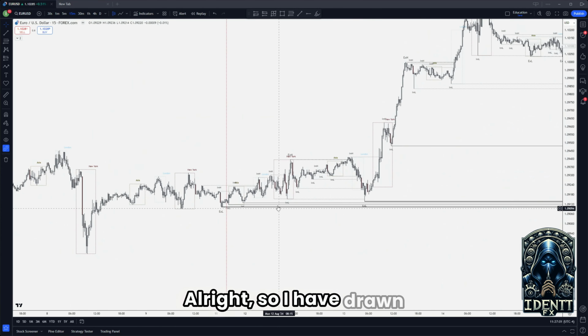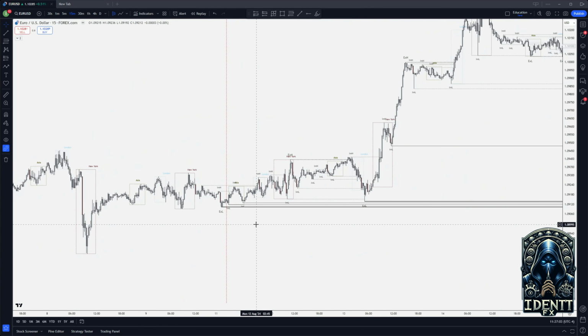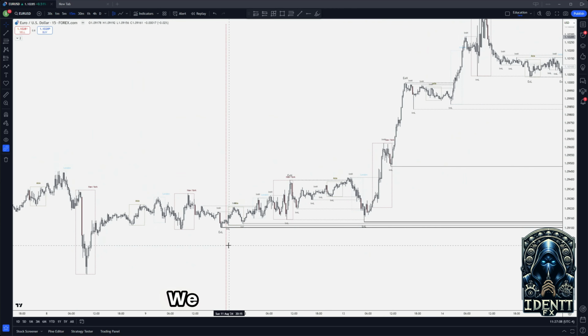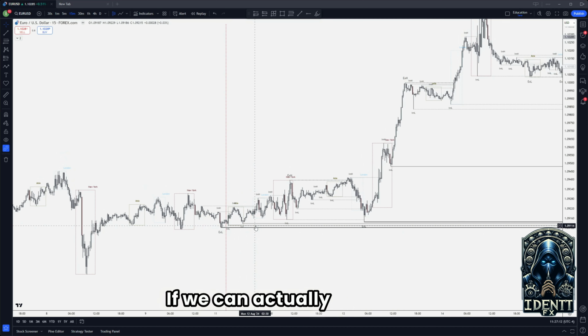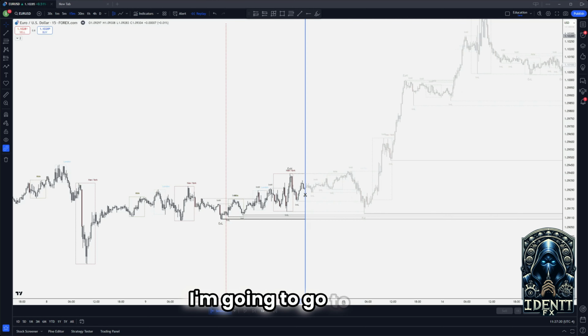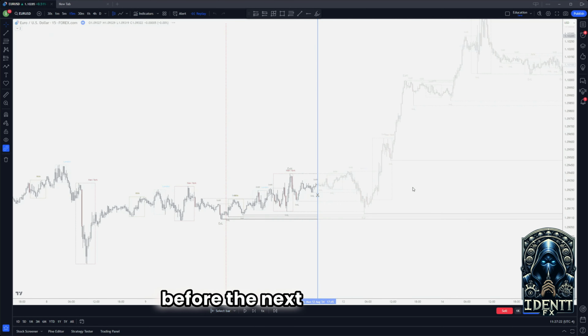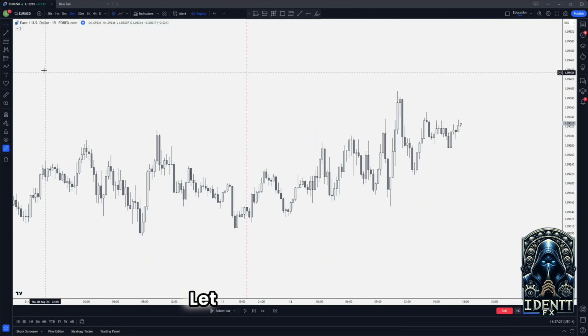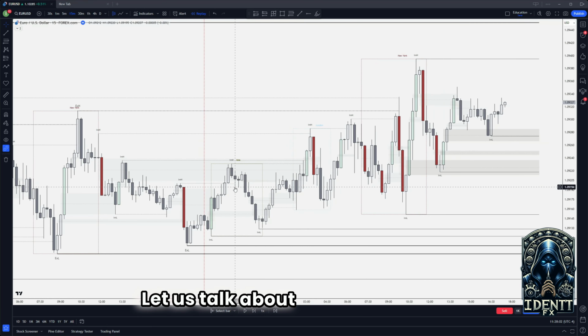All right, so I have drawn a dashed line where last week actually began. Now we are going to try to see if the logic that I just presented, if we can actually apply that to the charts right here, right now. What we're going to do is we're going to first cover the Monday. I'm going to go to right before the next day starting. This is the Monday. Let me quickly wait for the indicator to load here. All right, let us talk about what happened here on this specific Monday.